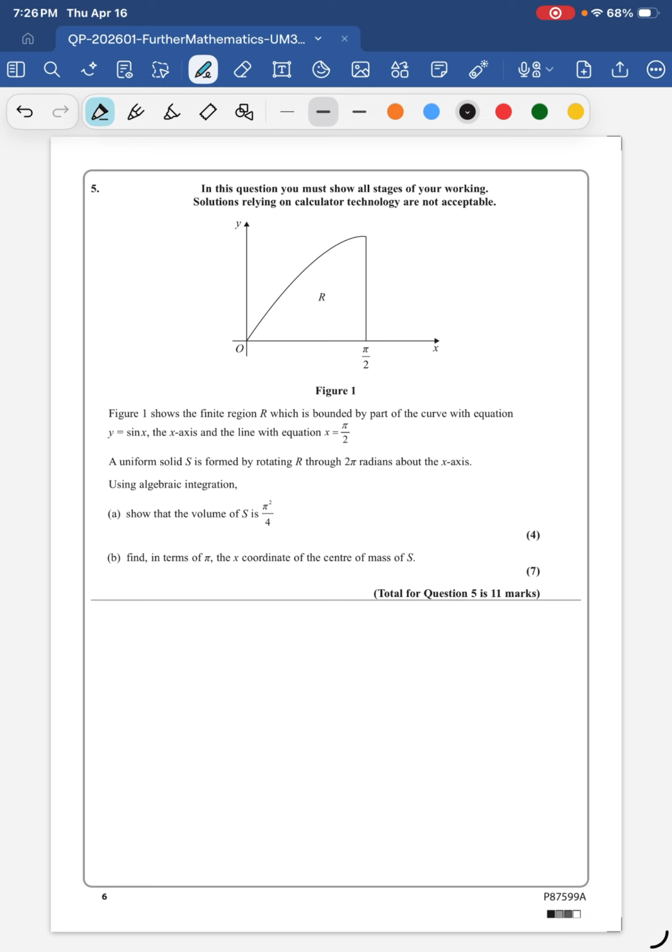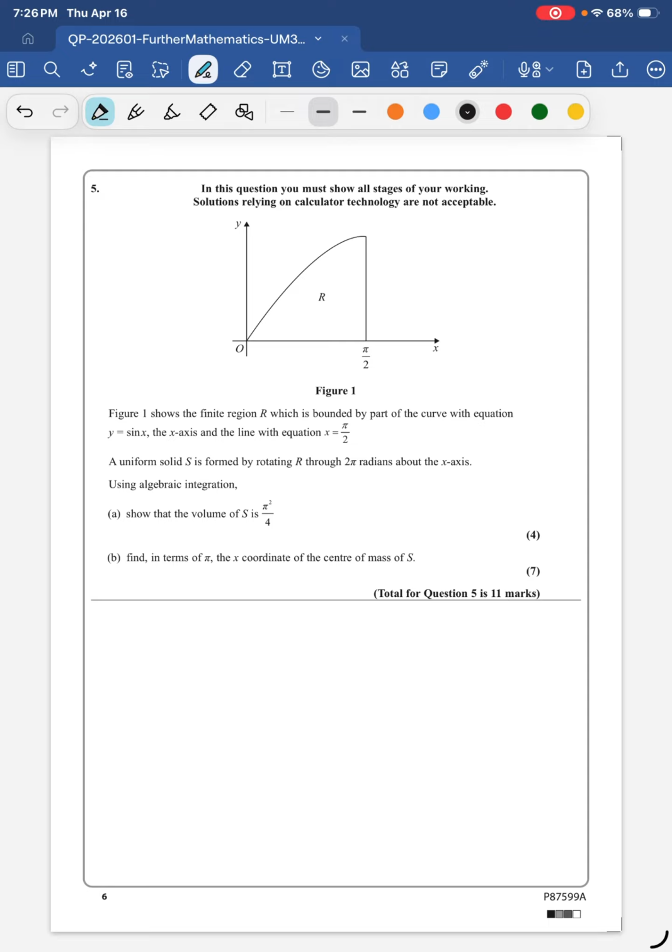Okay, question 5. Up top, they say that in this question, you must show all stages of your working. Solutions relying on calculator technology are not acceptable. And I guess they mean that you cannot evaluate an integral by using a calculator. You have to show that you can actually calculate the integral by hand.